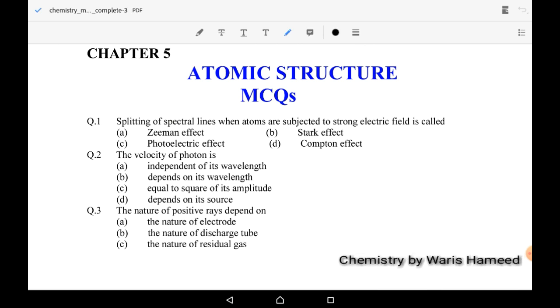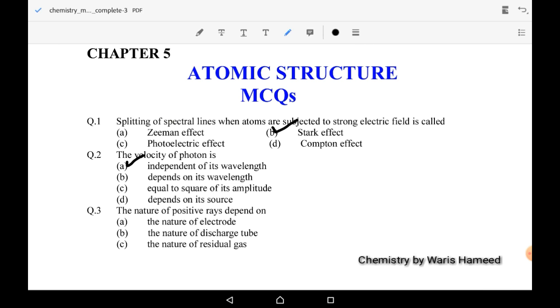Splitting of spectral lines when atoms are subjected to a strong electric field is called the Stark effect. Its answer is Stark effect. And when atoms are subjected to a magnetic field, it will be the Zeeman effect. Next MCQ, the velocity of a photon is independent of its wavelength.